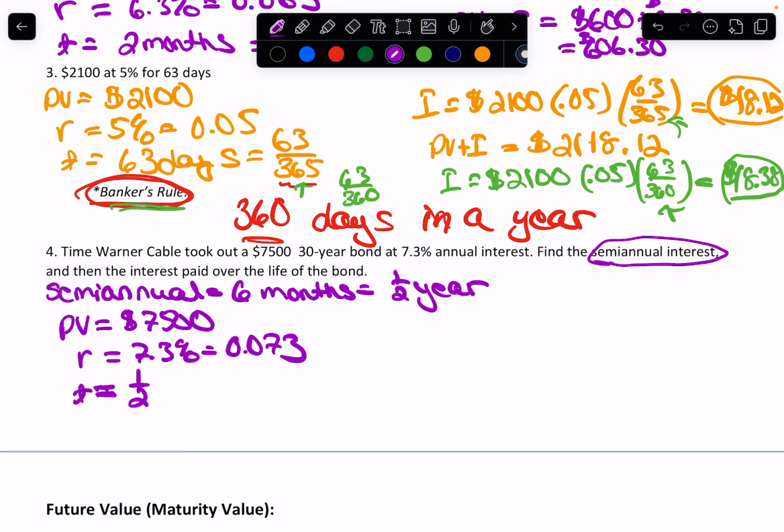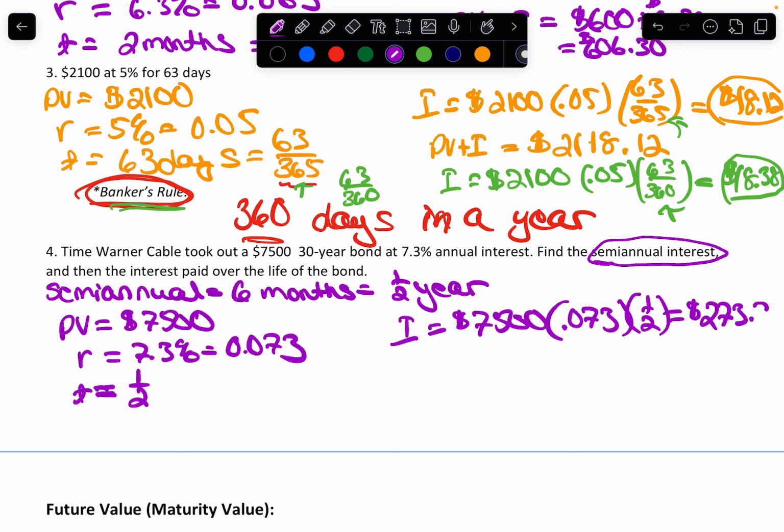And now we're going to go ahead and calculate the interest here. So $7,500 times 0.073 times half, and we get $273.75. This is the semi-annual interest.